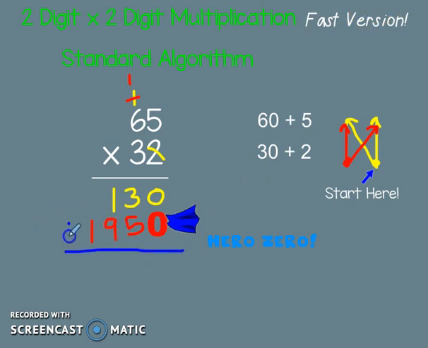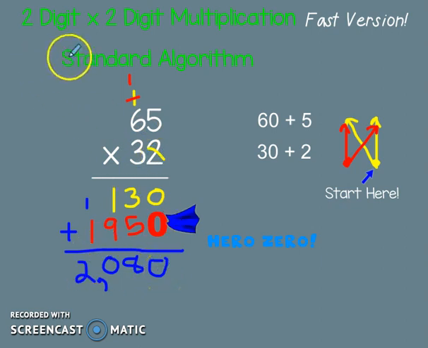And I'm always careful that I add up my ones, and then I add my tens, my hundreds, and my thousands. So I add straight down. 0 plus 0 is 0. 3 plus 5 is 8. 1 plus 9 is 10. Carry my 1. 1 plus 1 is 2. And then I put my comma. Ones, tens, hundreds. And my answer is 2080. Therefore, 65 times 32 is 2080.